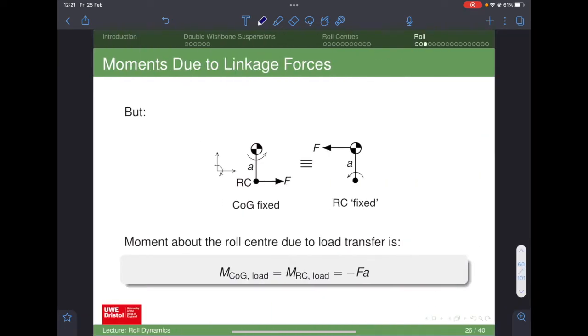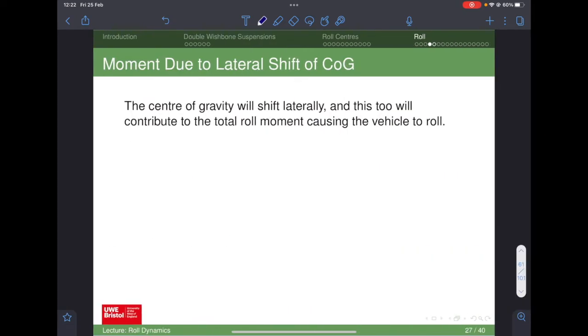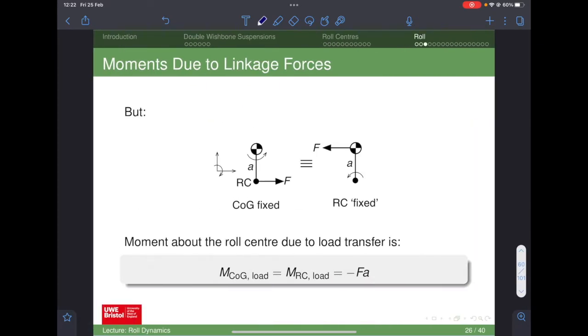the moment around the centre of gravity of the load is equal to the moment around the roll centre. Okay, so it's the same thing, which is minus Fa, which is what we worked out. So that's the moment around the roll centre associated with the load. The lateral load is minus F times A. Okay, so that's the first one.